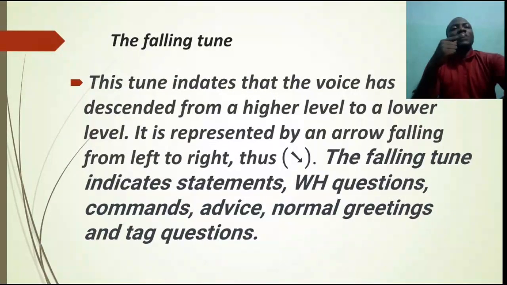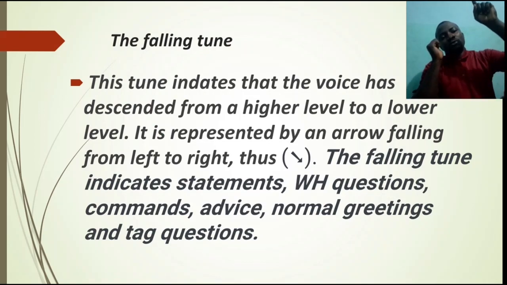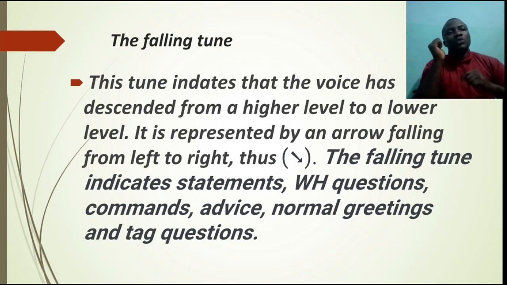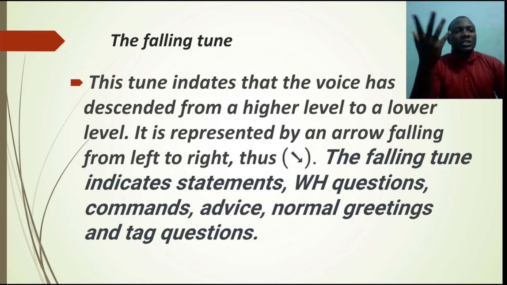Now, the first one we are going to look at is the falling tone. Now, this tone indicates that the voice has descended. Descended has to do with what? Coming down from a higher level to a lower level. It is represented by an arrow falling from the left to the right. Okay? The falling tone indicates statements, WH questions, commands, advice, normal greetings, and tag questions. I say again, they indicate statements, WH questions, commands, advice, normal greetings, and question tags.